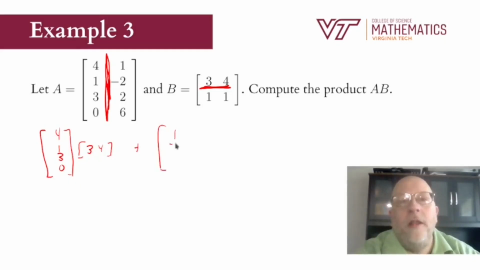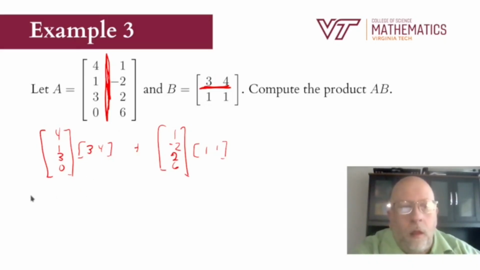And (1, -2, 2, 6) pairs off with the row (1, 1). Since we need these to pair off, this is the reason for the requirement that we made at the very beginning, that the number of columns in A has to be the same as the number of rows in B. We now have a reason for that.